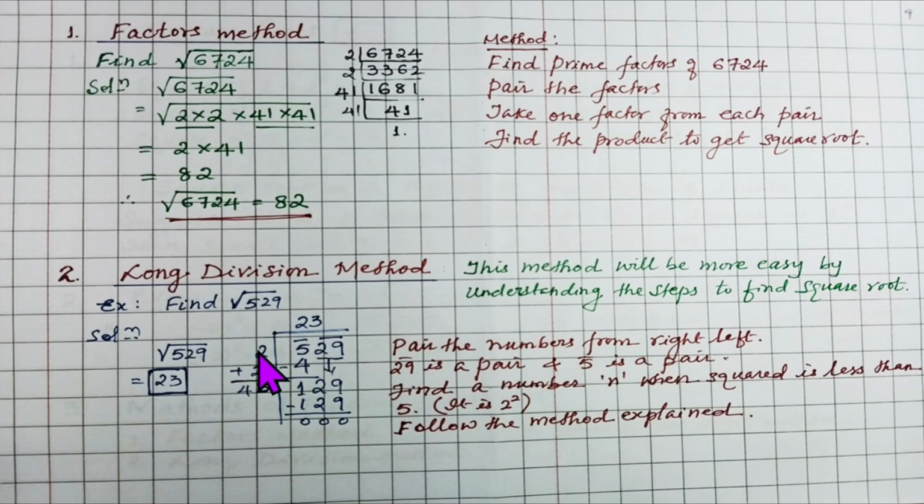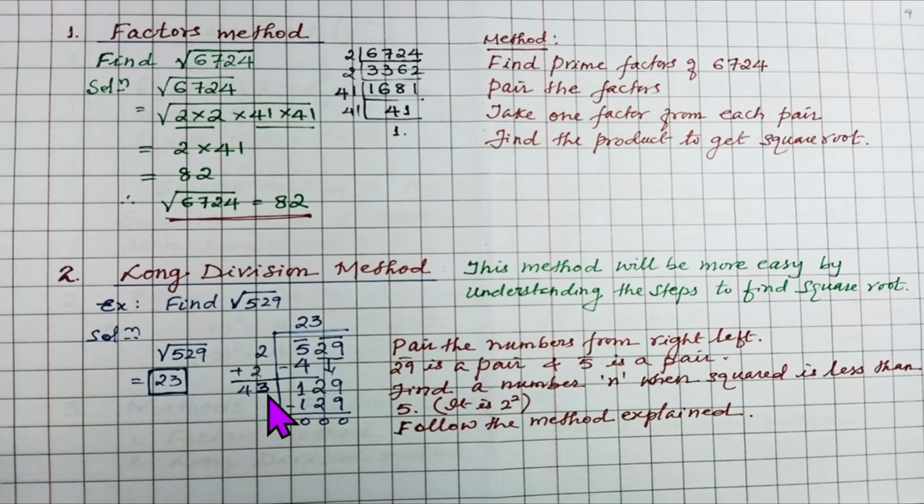Now find a number whose square is equal to 5 or less than 5, and the number is 2. 2 square is 4. We cannot take 3 here because 3 into 3 becomes 9. So 2 into 2 is 4. So I have taken 2. Subtract 4 from 5, we get 1, and then add that 2 to this 2, and we get 4.